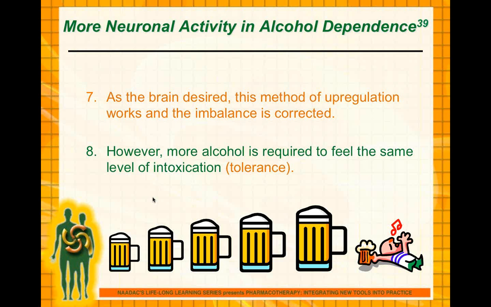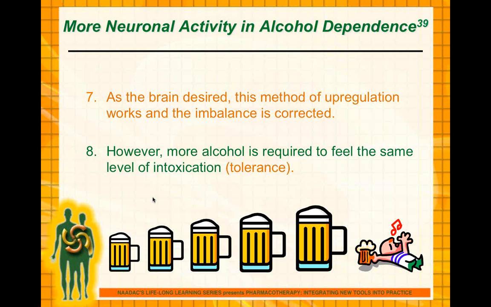And this is where tolerance sets in, because more alcohol is now required to feel that same level of intoxication, which means that it's constantly going to be on this chase of making it so there's more GABA in the system, which means there needs to be more alcohol on board to override what the brain just did to try to counterbalance the presence of alcohol. I hope you guys are following, because I think that is so fascinating.